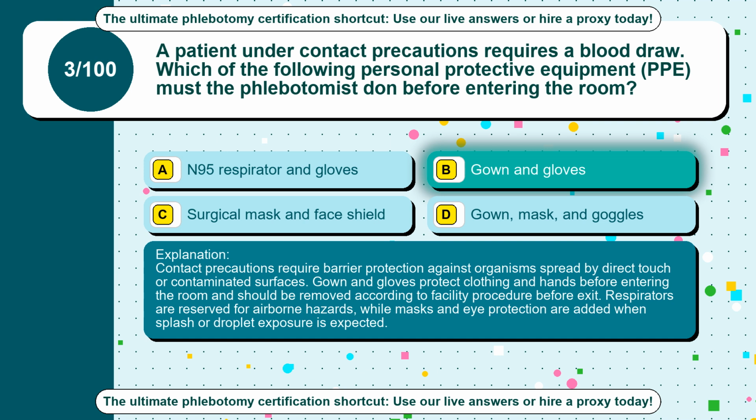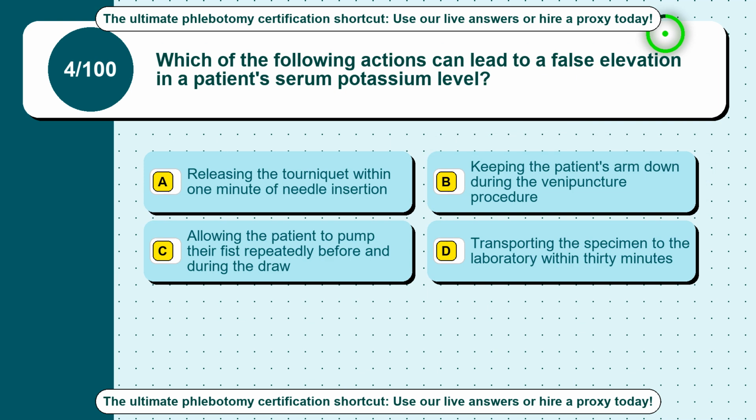Question 4. Which of the following actions can lead to a false elevation in a patient's serum potassium level? Option A. Releasing the tourniquet within 1 minute of needle insertion. Option B. Keeping the patient's arm down during the venipuncture procedure. Option C. Allowing the patient to pump their fist repeatedly before and during the draw. Option D. Transporting the specimen to the laboratory within 30 minutes.